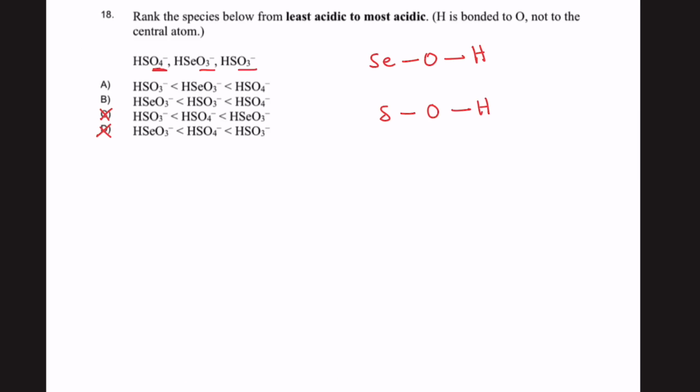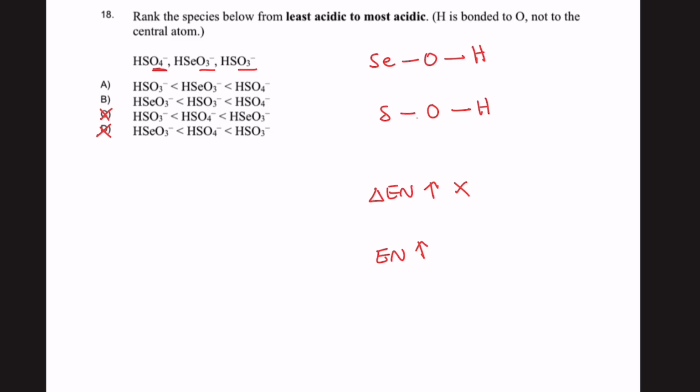So I actually got this question wrong on the midterm, and the mistake I made was looking at the electronegativity difference. I thought that if the electronegativity difference was greater, it meant that it was going to be more acidic, but that's not true. We're not looking really at the difference. We're just seeing if electronegativity is greater or not. And the reason for that is here, oxygen is a lot more electronegative than selenium than it is with sulfur.